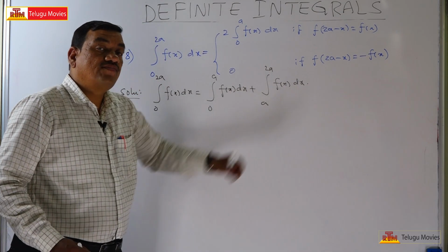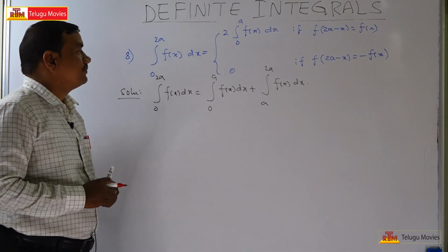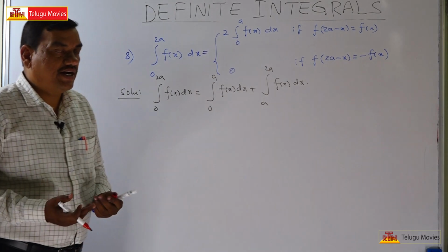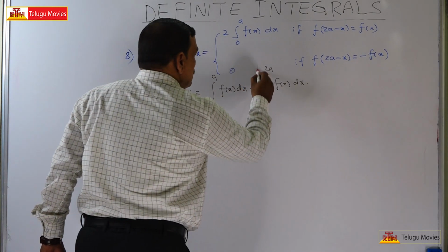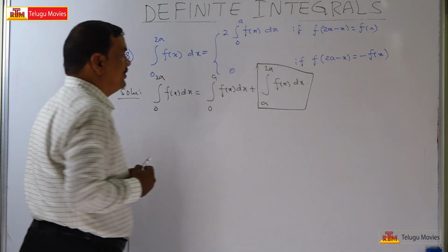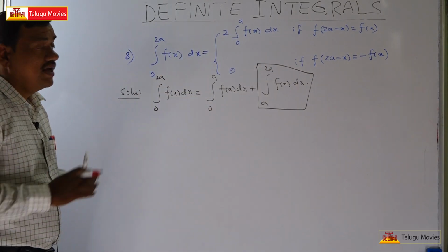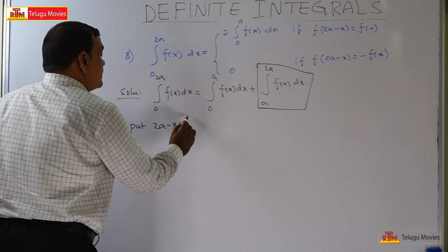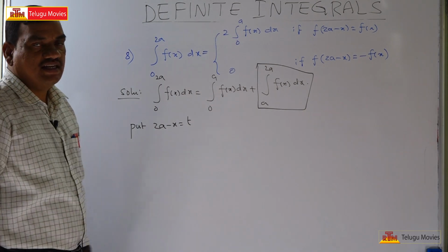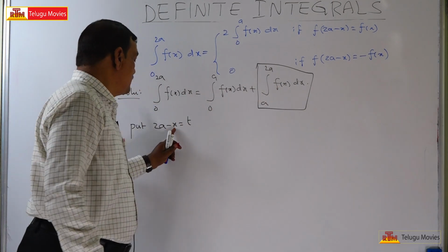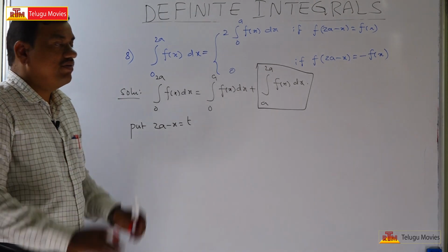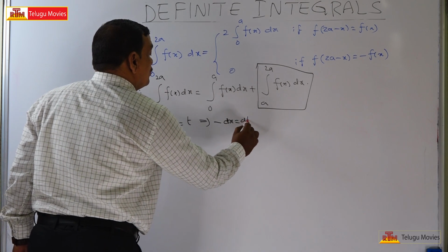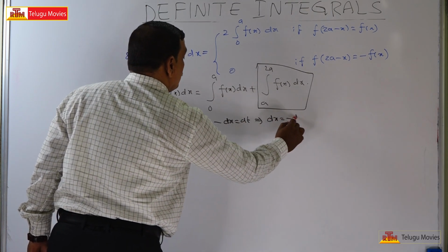Okay, right. 0 to 2a f of x dx. We can write it as 0 to a, a to 2a. Right, now let us concentrate on the second integral. In the second integral, put 2a minus x is equal to t. Sir, there is no 2a minus x there, sir. X is there. No, in place of x, you can put 2a minus t. Okay, I will tell afterwards why. So, this implies minus dx is equal to dt. This implies dx is equal to minus dt.